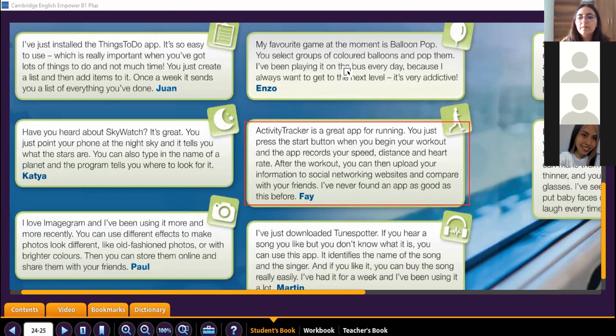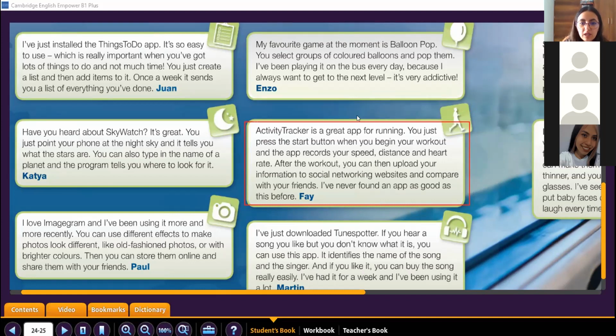Activity Tracker is a great app for running. You just press the start button. ¿Cómo se pronuncia eso? Button when you begin your workout, and the app records your speed, distance, and heart rate. After the workout, you can upload your information to social networking websites and compare with your friends. I have never found an app as good as this before.